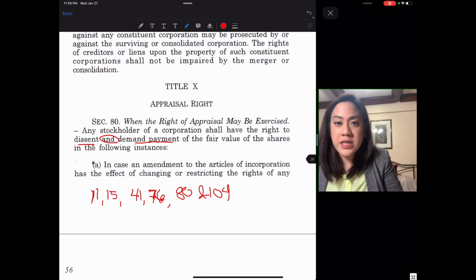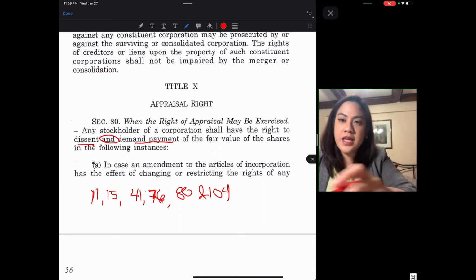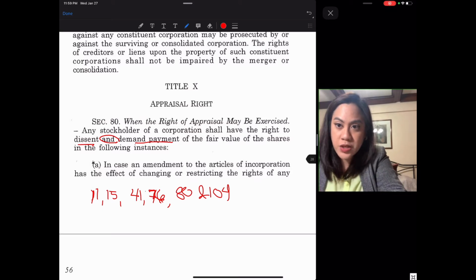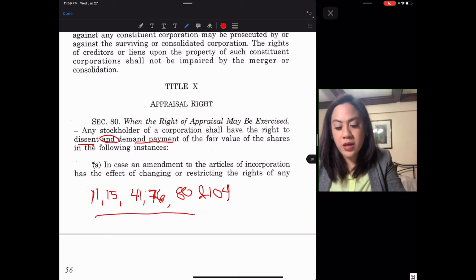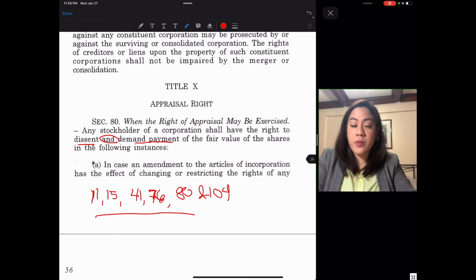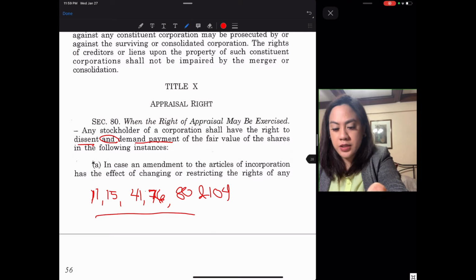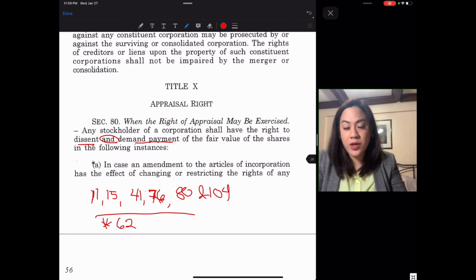What if the appraisal right is not allowed in other instances, in instances out of these sections? Then the remedy would be to transfer the share to someone else. And the transfer would be under Section 62. So I'll just put it in asterisk so you know that it's not included in the appraisal right.